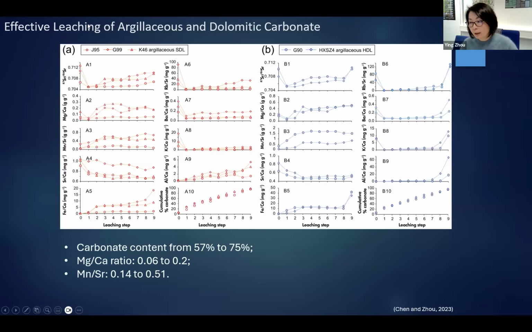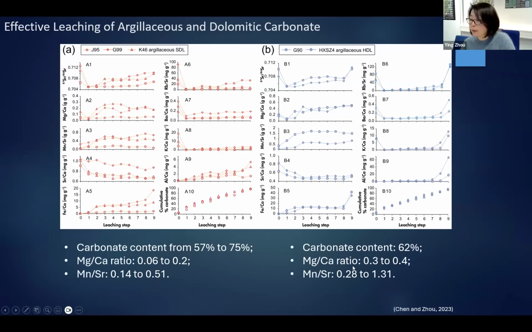Here we can see on the left side is slightly dolomitic, argillaceous carbonate, with carbonate content from 57 to 75%. The magnesium calcium ratio is slightly low, as high as 0.2. The manganese strontium ratio is relatively low. And on the right side, we have argillaceous, highly dolomitic carbonate, where the carbonate content is 62%, the magnesium calcium ratio is as high as 0.4, and it has a much higher manganese strontium ratio.